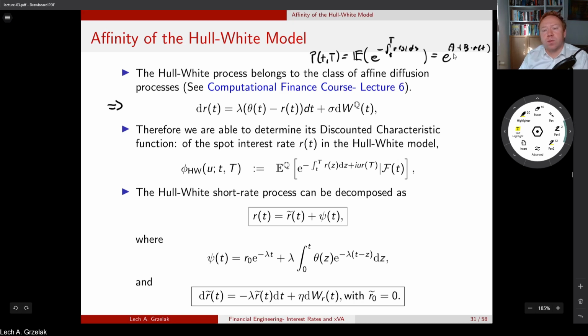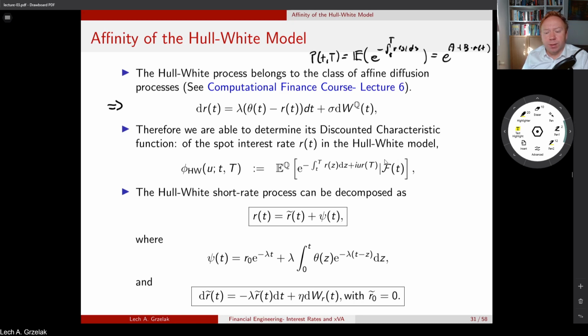So in order to find those functions A and B, essentially we will be benefiting from the affinity of our short-rate model. So now we will go through the derivation of the characteristic function, and from there we will calculate A and B such that this will hold. By definition of the characteristic function for the Hull-White process, we have an expectation, and then we have a discounting, so it's a discounted characteristic function, and then we have e to the iu rT.